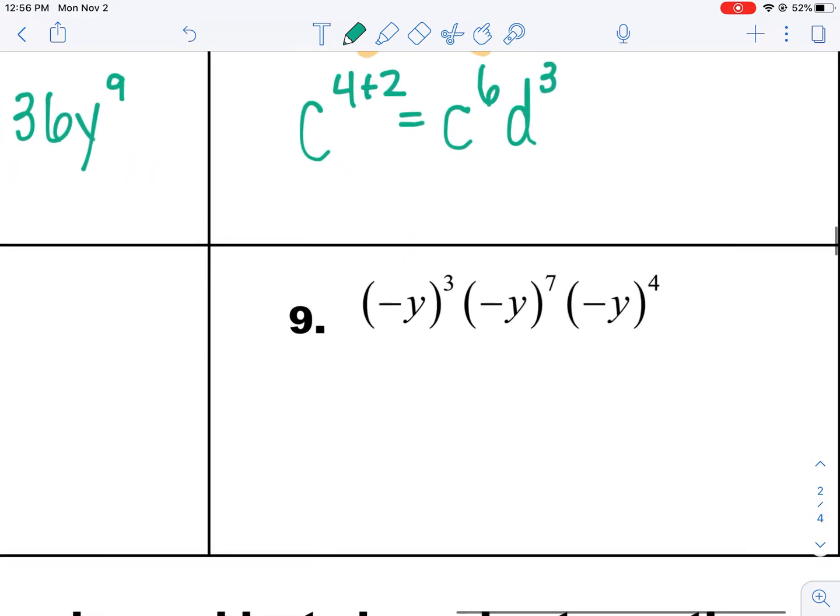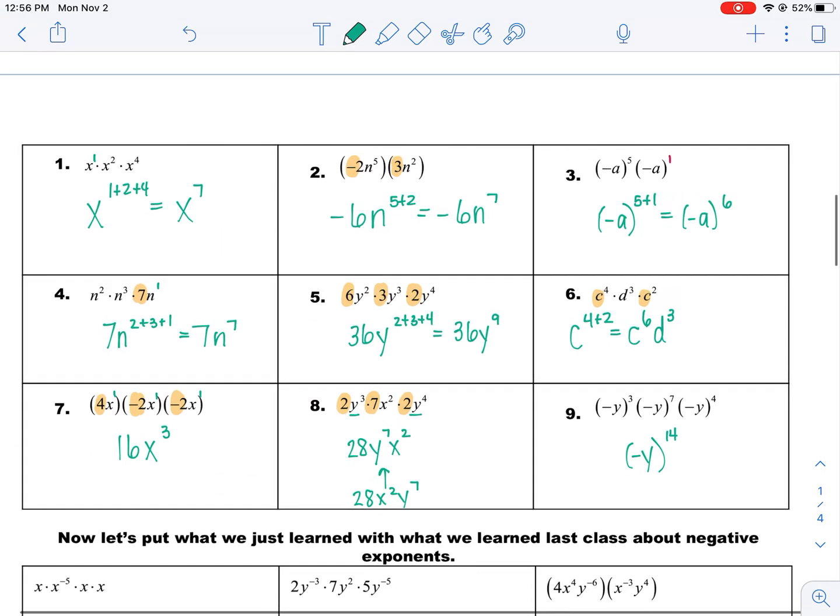In number 9, we keep our base -y, add up 3, 7, and 4 to get an exponent of 14. So those 9 examples covered the product of power rule.